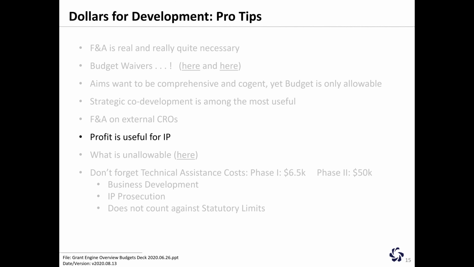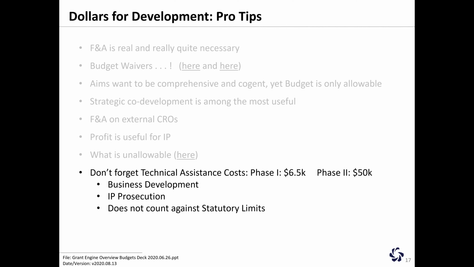This is one that I think everyone generally is aware of, that your 7% profit can be used for intellectual property. There's a bunch of unallowable costs that you want to be aware of and steer clear of. That hyperlink there will get you there, and there's another slide later that points out a couple additional ones as well.